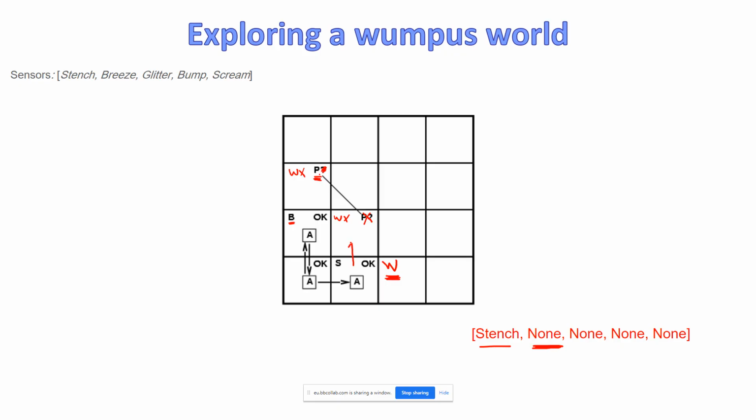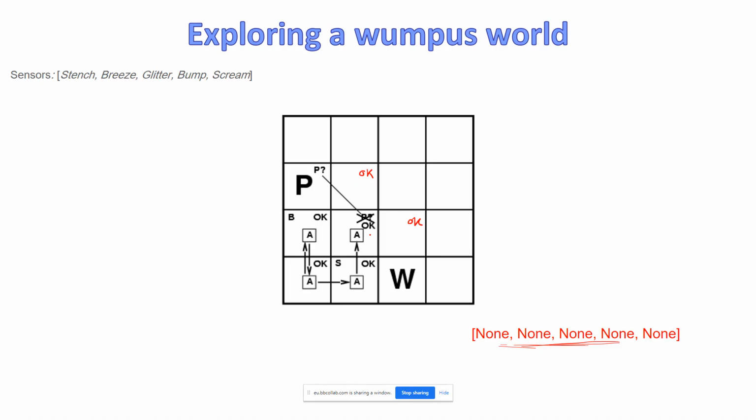So we should move to that room. Yes, and sense again. That means that this is safe now. Now we move to that room, and when we move to that room, we didn't get any breeze. What does that mean? That means that there is no pit here. That means that this is okay, and this is okay. These two rooms are safe.